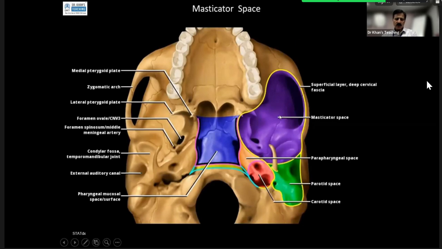So masticator space is this purple space, and foramen ovale, carotid space and jugular foramen, we have done that. Parotid space and the stylomastoid foramen, from where the facial nerve comes out, and of course this is the pharyngeal mucosal space.